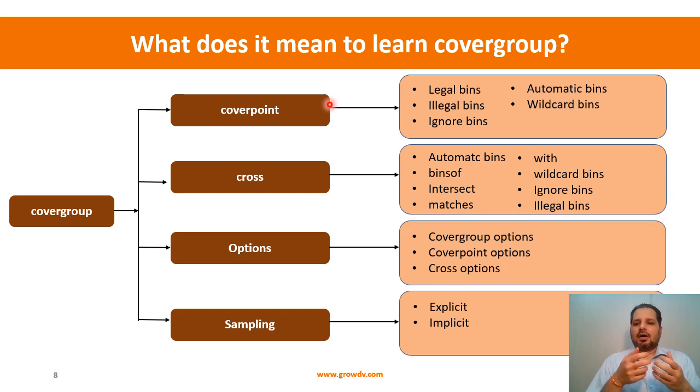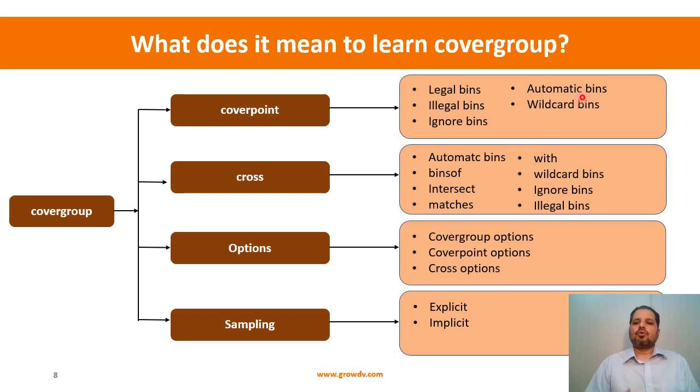And then each cover point needs to have the ability to capture various values that are seen on that particular variable or expression. How does it do that? It does it with the help of legal bins, which are the legal values that a particular variable or expression can take. Then the illegal bins, which are values you do not expect to be seen on a specific variable, or ignore bins, where you are seeing some values but you don't care or it's not important, so you can ignore those values.